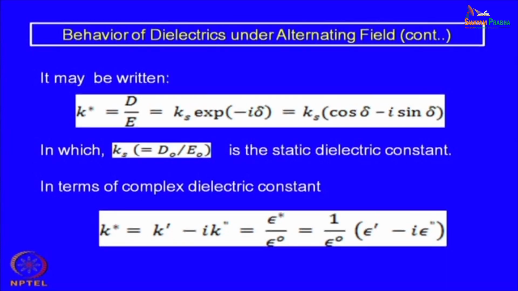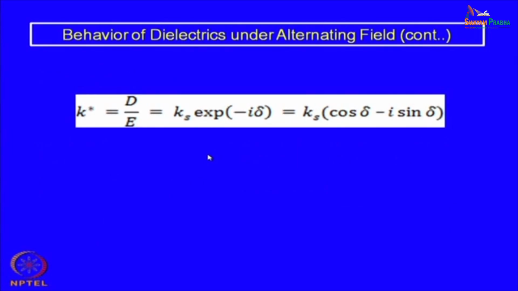And k s in this case is what we call the static dielectric constant, that means under a DC field, whatever the value of the dielectric constant under DC field, that becomes k s, that is a very low frequency dielectric constant. In which k s is also represented by D0 by E0, which we have seen earlier.